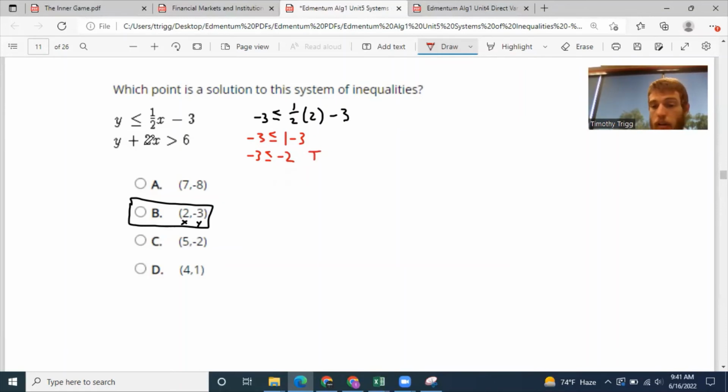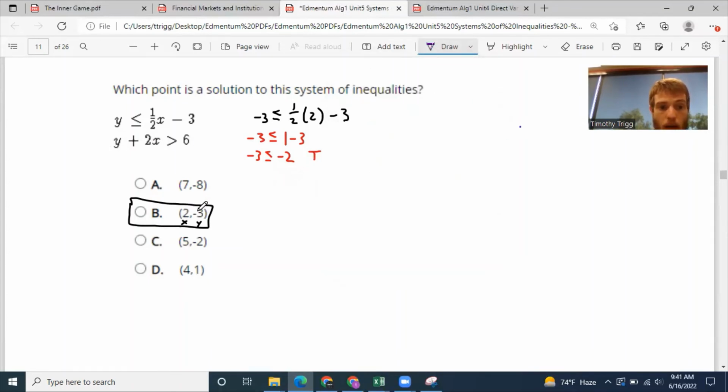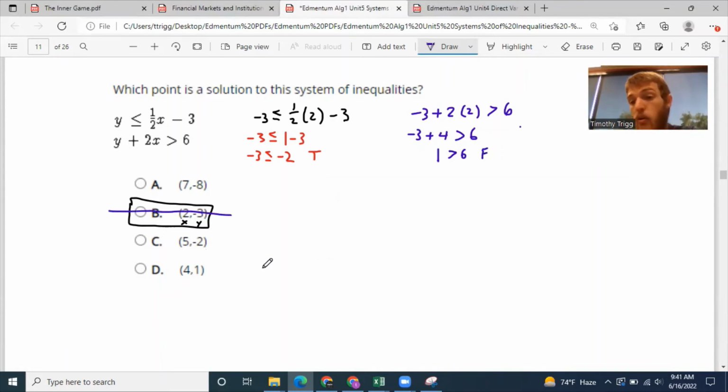Let's try the second inequality and see if that works. Again, I'm replacing the X and Y coordinates with 2 and -3, right? So let's rewrite this one. That's going to be -3 plus 2 times 2. And we want to see, is that greater than 6? Well, that's -3 plus 4. Is that going to be greater than 6? Well, no, because this produces 1. And is 1 greater than 6? No, that's a false statement, isn't it? So it did not produce a true statement for both. So we know that this is a wrong answer. See which one of these produces the correct answer.